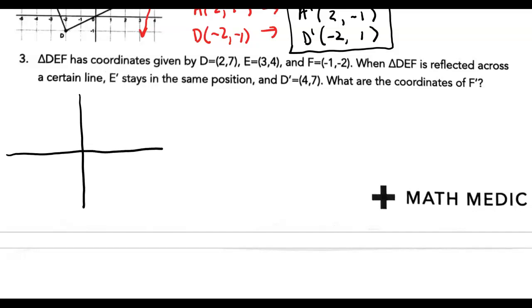So let's start with our original triangle. Let's make a little sketch. So I have (2, 7). So 2, 1, 2, 3, 4, 5, 6, 7. So that's point D. And E is (3, 4). So 3, 1, 2, 3, 4. So there's E. And then F is (-1, -2). So here's point F. So here's our original triangle.